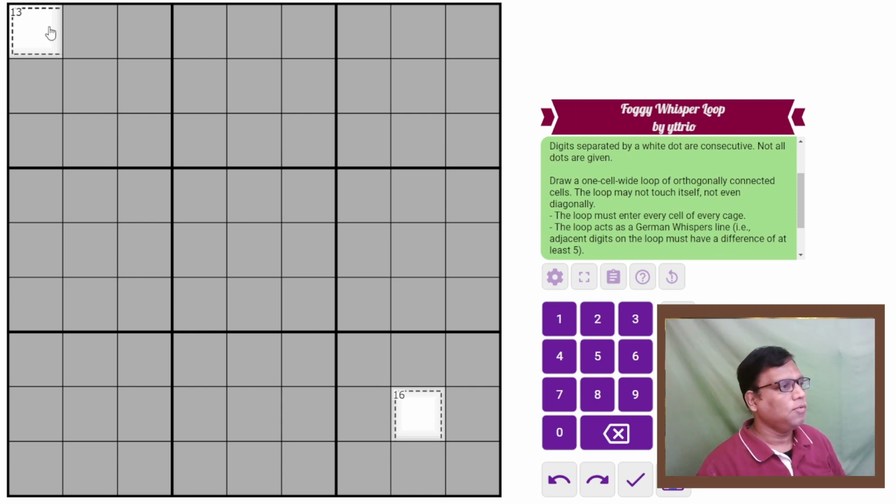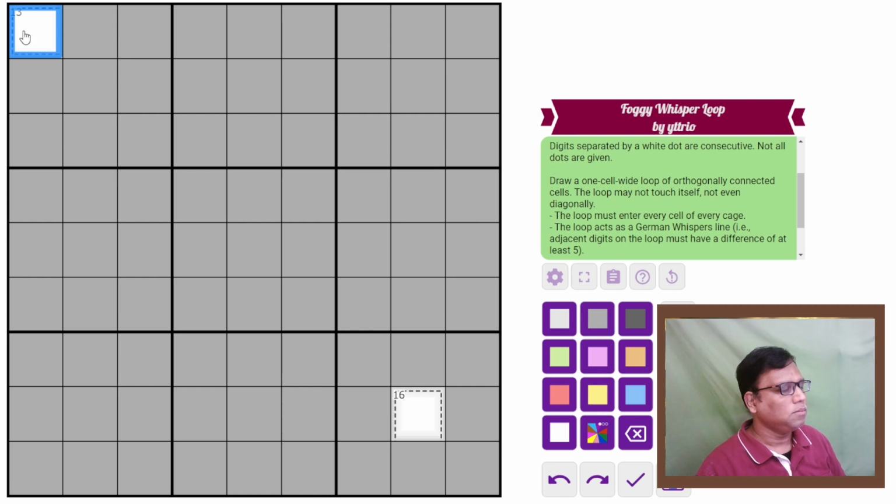Now we know the loop must be like this, and then it must be like this, because if the loop must go here, the only way to exit is here, and then here. You can see that this cage is going here also, so this must be the loop, and this must come out. Similarly here, this must be there. Now I don't think the loop can go here, because then it has to come out, and then it is touching itself. That should not happen. That means the loop should go here.